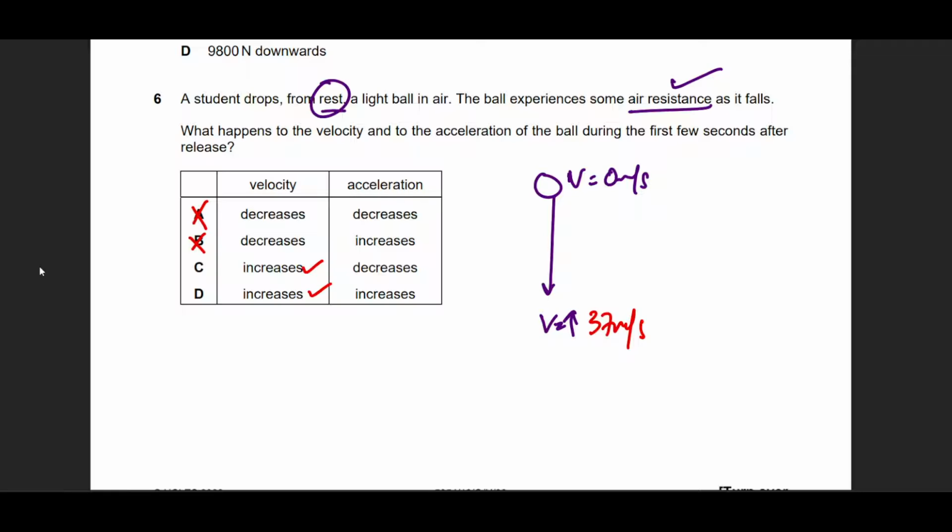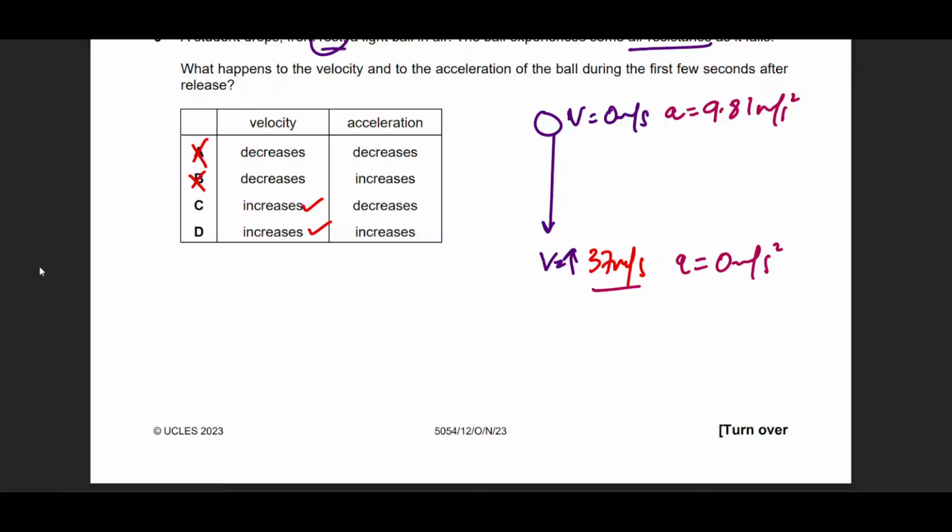Then you move towards acceleration. What's going to happen to acceleration? Acceleration decreases. Why does acceleration decrease? At the very beginning, the acceleration is 9.81 meters per second squared. At the end, it's going to be acceleration equals 0 meters per second squared when it eventually achieves terminal velocity. What happens at that stage? The downward weight becomes equal to the drag.